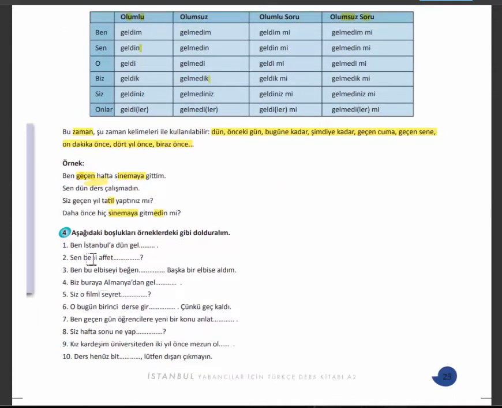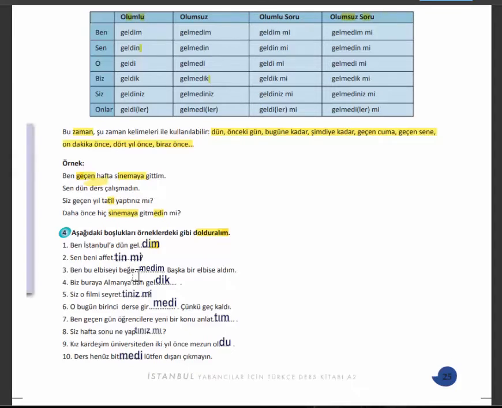Now we have our aşağıdaki boşlukları örneklerdeki gibi dolduralım. We have to complete these blanks with the examples above. Ben İstanbul'a dün geldim. Yesterday I came to Istanbul. Sen beni affettin mi? Did you forgive me? So you can write this as affettin mi? Sen beni affettin mi? Did you forgive me?